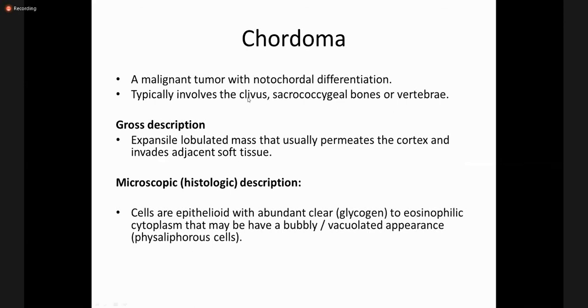So another bone tumor is the chordoma. Chordoma is a malignant tumor with notochordal differentiation. It typically involves the clivus and sacrococcygeal bone and vertebrae. In the sacrococcygeal bone and vertebrae, the differentials for chordoma are metastatic tumor, which is likely renal, and myxopapillary ependymoma, which is a brain tumor. These are the closest differentials of chordoma in the sacrococcygeal bone and vertebrae.